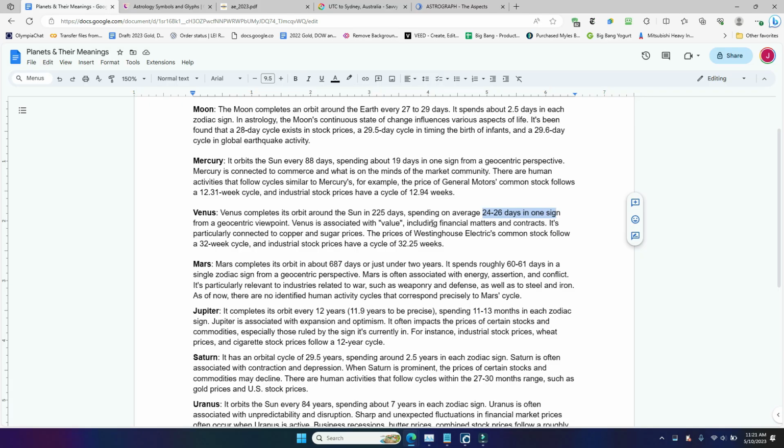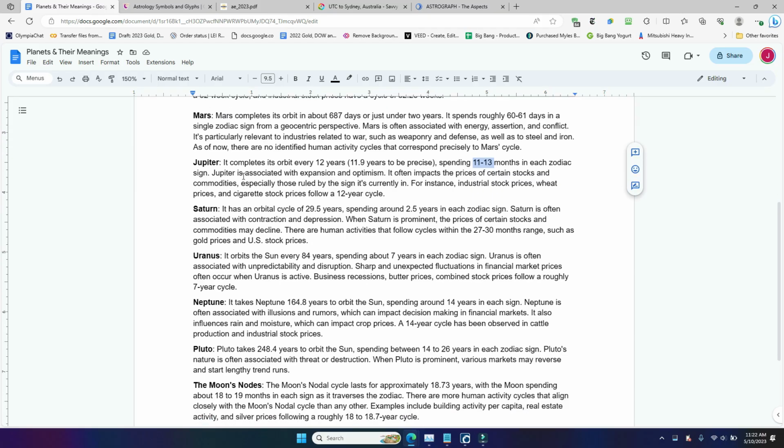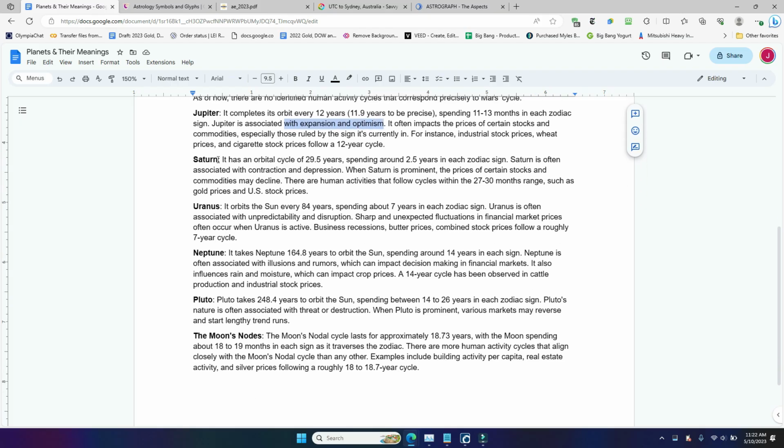Venus is associated with value, including financial matters and contracts, okay? Mars completes its orbit in 687 days, or just under 2 years, and spends roughly 60 days in a zodiac sign from a geocentric perspective. Jupiter takes 12 years to complete an orbit and spends roughly 11 to 13 months in each sign. Jupiter is quite important because it brings expansion and optimism, so we'll look at that in the future.